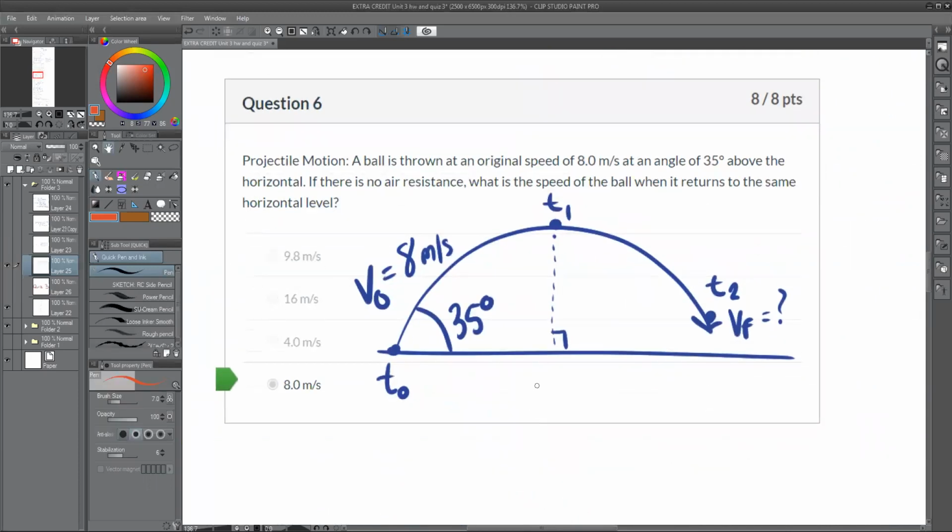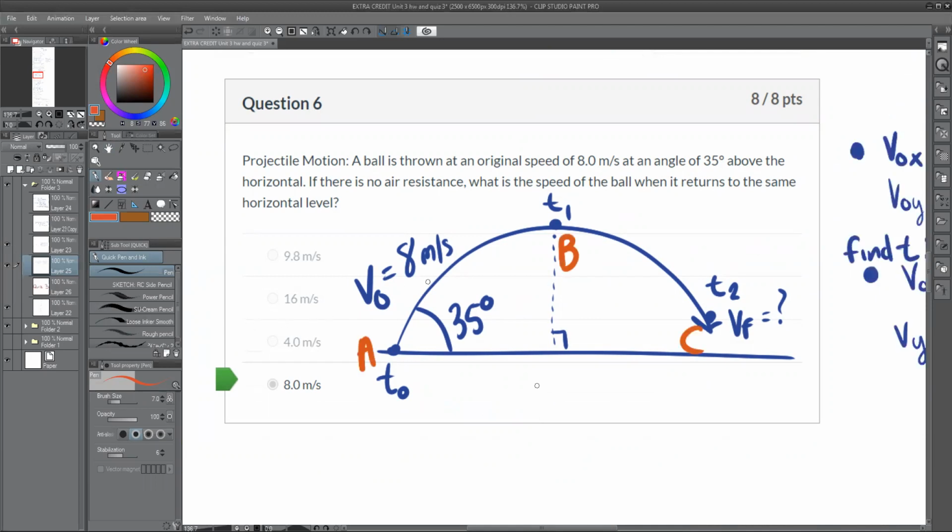Okay, so projectile motion. A ball is thrown at an original speed of 8 meters per second at an angle of 35 degrees above the horizontal. So thankfully, it's above the horizontal. If there is no air resistance, what is the speed of the ball when it returns to the same horizontal level? So let's take a look at this.